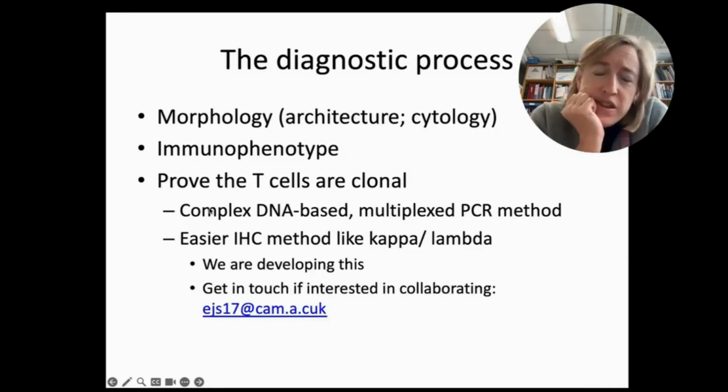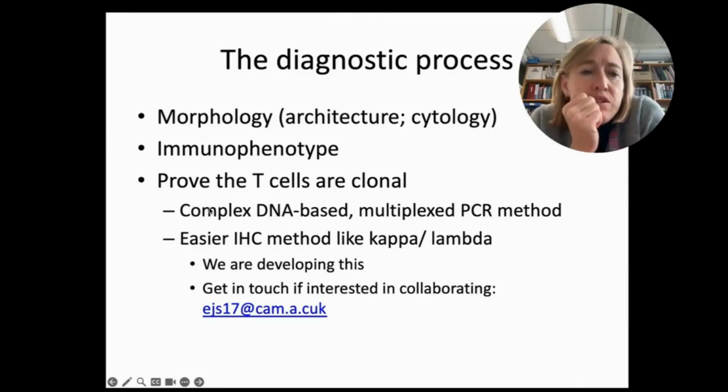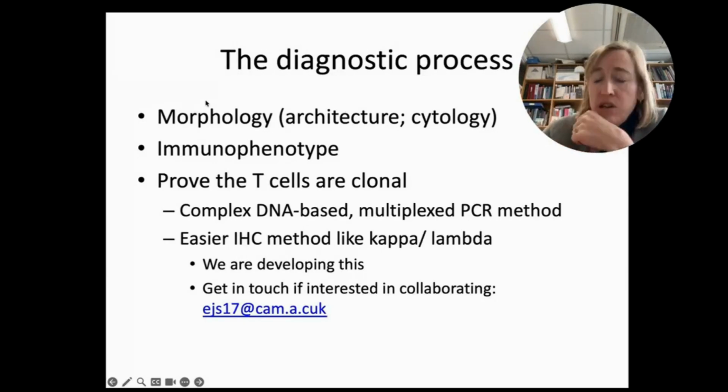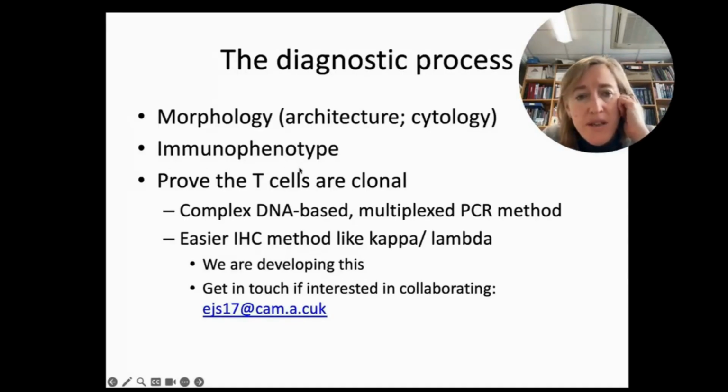So when we think about the diagnostic process, we can divide it into looking at the morphology, which is sometimes helpful, both in terms of the architecture, how the cells are arranged with respect to each other, and also their cytology in terms of what they actually look like. There's the immunophenotype, and then we might want to prove that the T-cells are clonal. It's quite a complex DNA-based multiplexed PCR test.